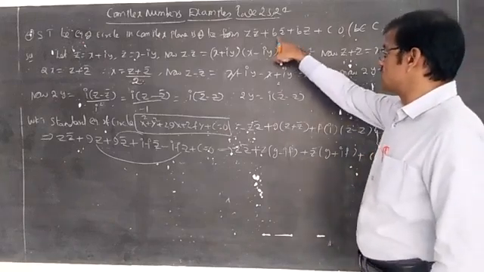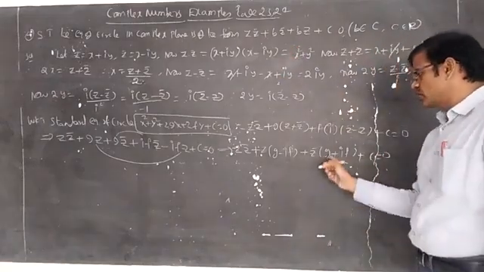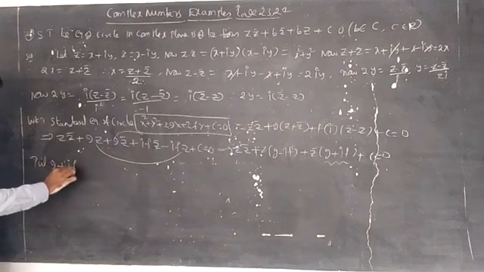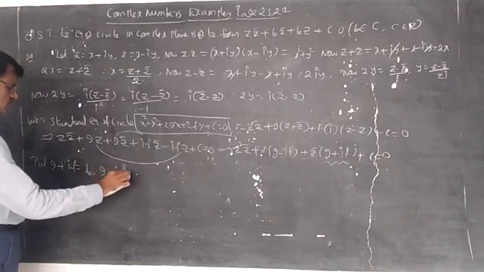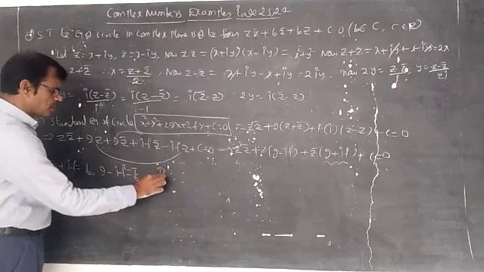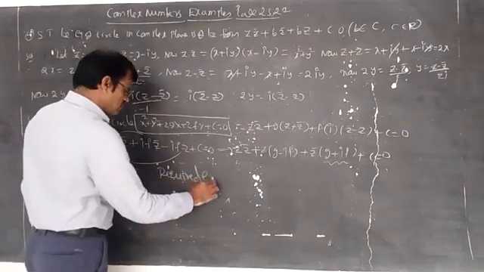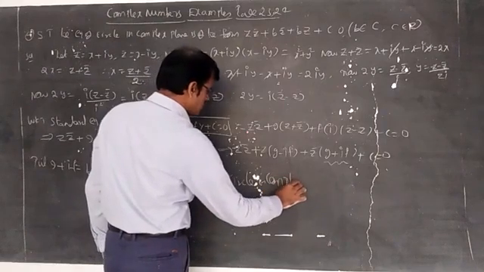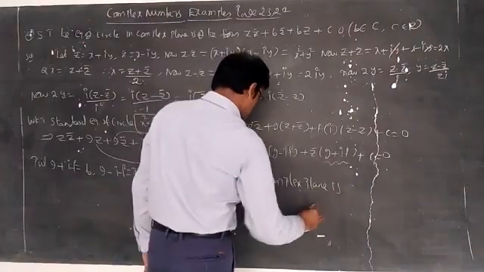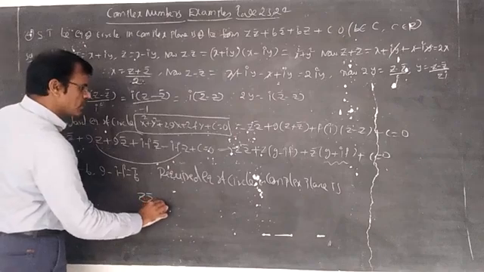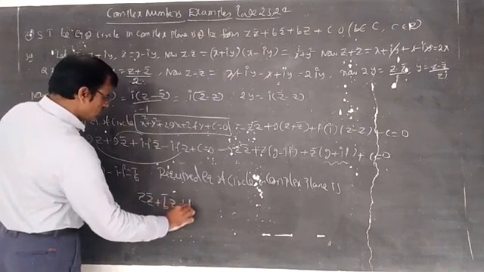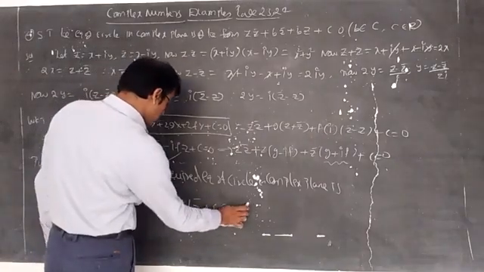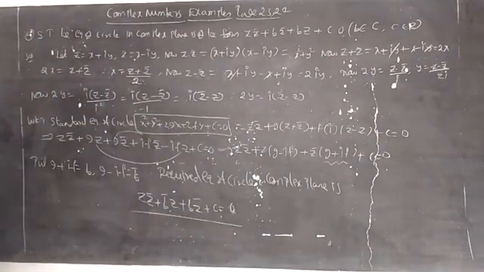Whenever z bar is there, the coefficient is b. So put g plus i f as b; then g minus i f becomes b bar by the conjugate complex number concept. Therefore, the required equation of a circle in the complex plane is z z bar plus b bar z plus b z bar plus c is equal to 0. That's all. This is the proof of the equation.